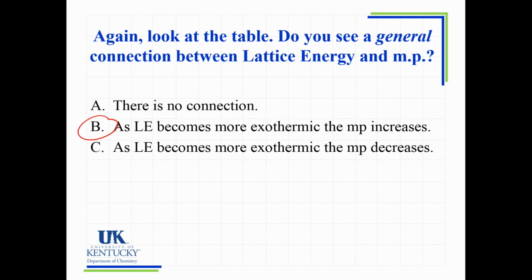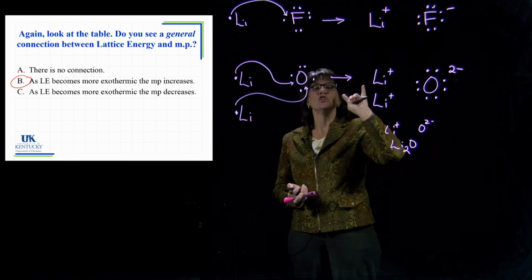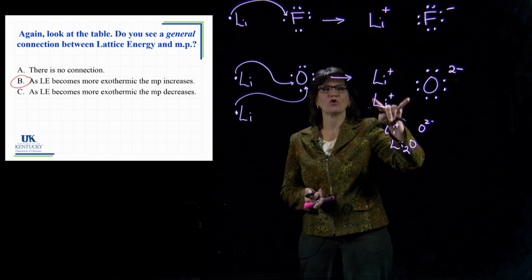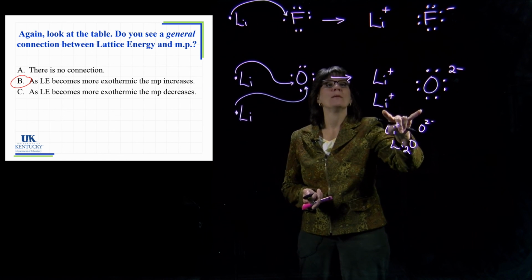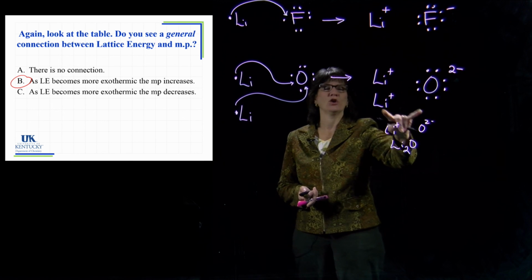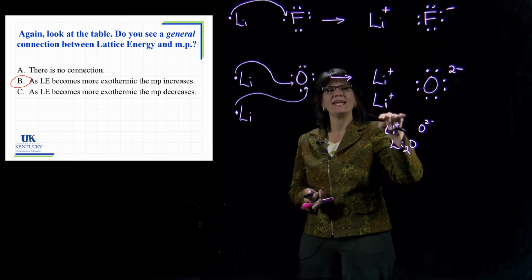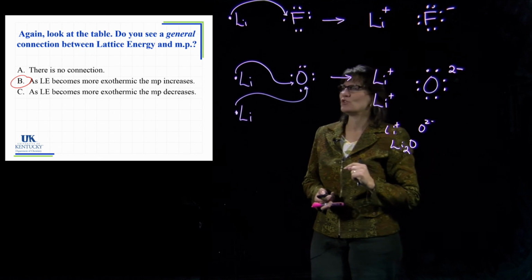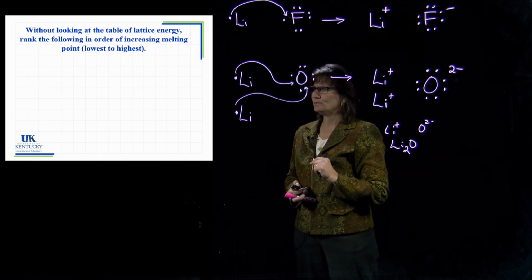What I will end up asking you to do sometimes is look at ionic compounds and say which one's going to have the greater melting point and which is going to have the lower melting point. Whenever you're comparing ionic compounds, to decide which has the higher or lower melting point, you're first going to think about which one has the greater lattice energy, meaning more exothermic, a greater negative value. The one with the greater negative value would have the higher melting point. So you have to keep in mind that trend.